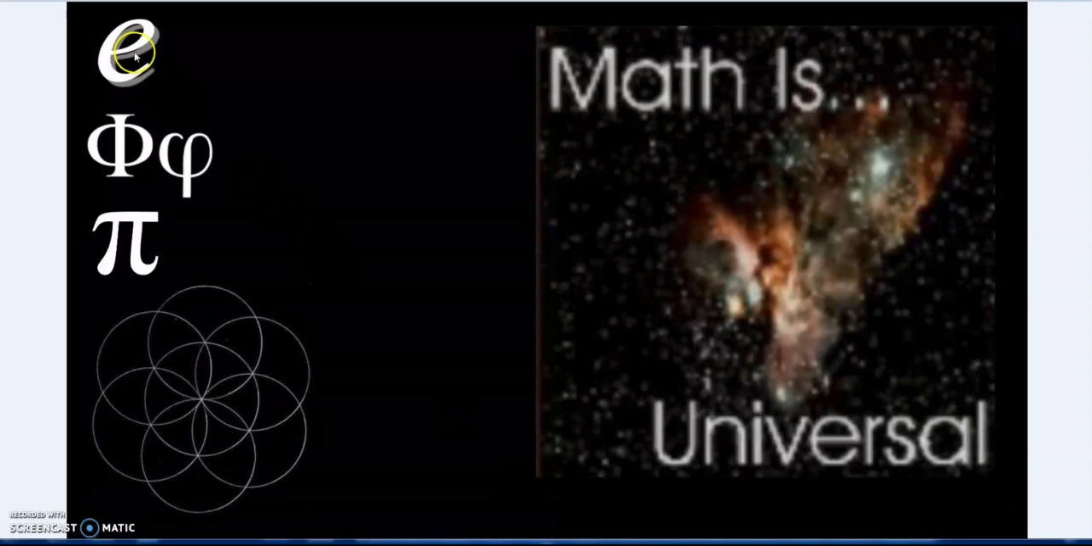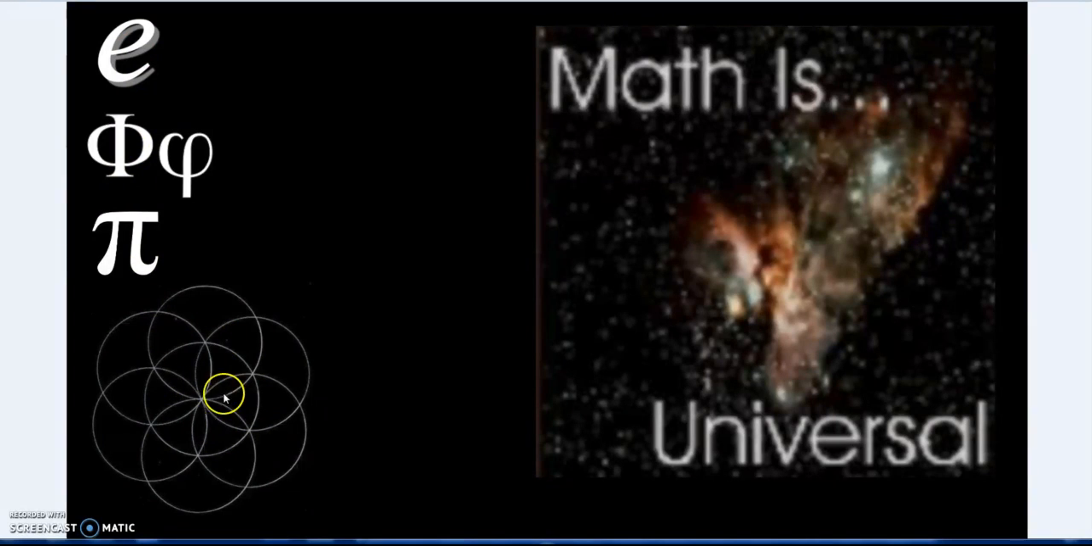Nature insists on it. So whether it's Euler's number, phi, pi, or the geometry of hexagons, as in the seed of life, this is not some kumbaya religious thing. This is a fundamental truth of the universe. And so whether a million years ago on Earth, or a million years in the future, anywhere else in the three-dimensional universe, this is a fundamental truth. Pi is a fundamental truth. Phi is a fundamental truth.